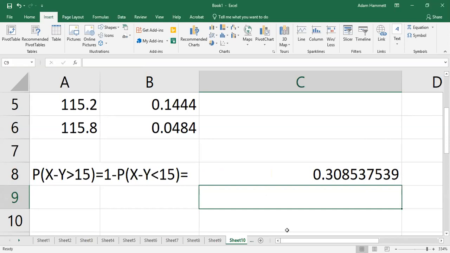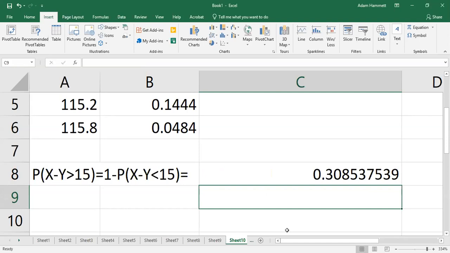Got it. Had you gotten that one before? I think I had messed up my original. I had P of X plus 15 is greater than or equal to Y, so I think that's where I went wrong. Okay, is that the right answer though? Yes, that's right. And that makes sense.